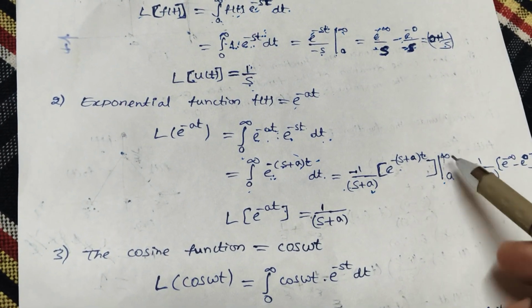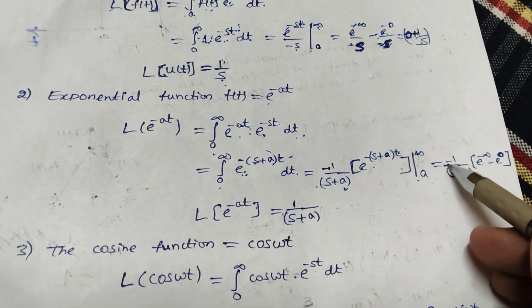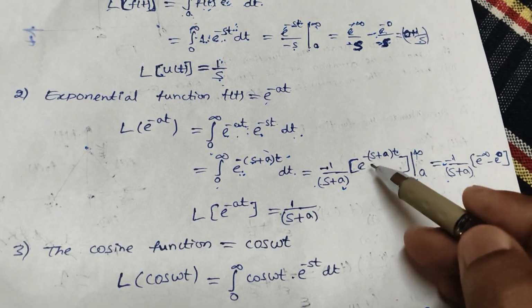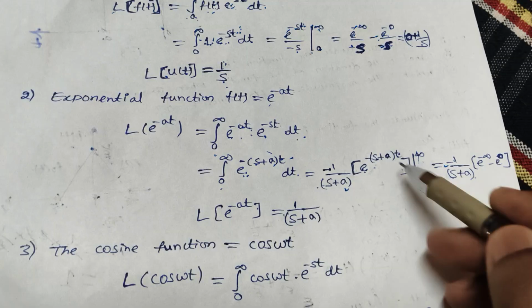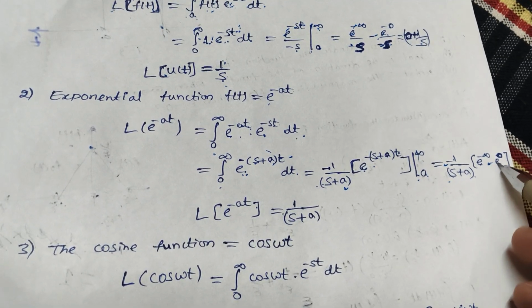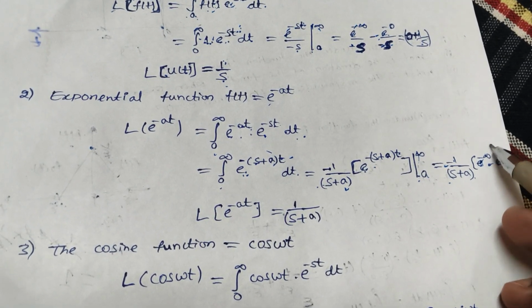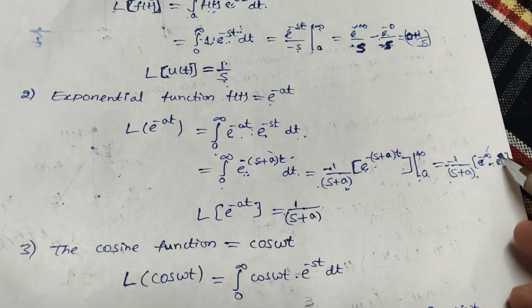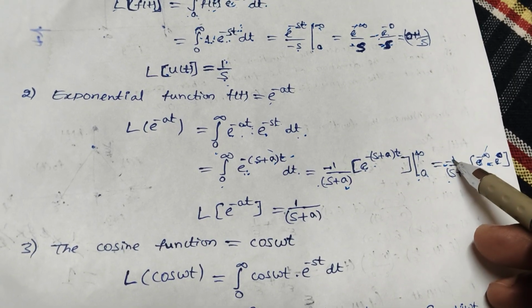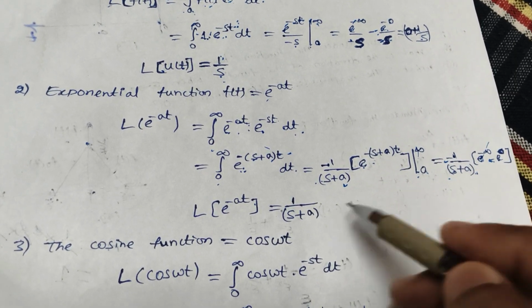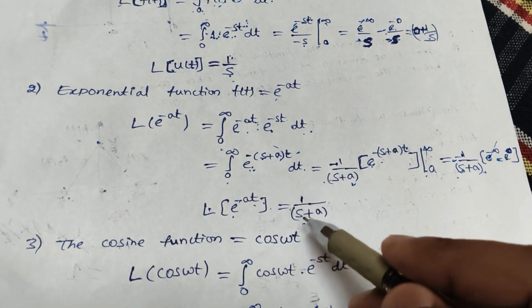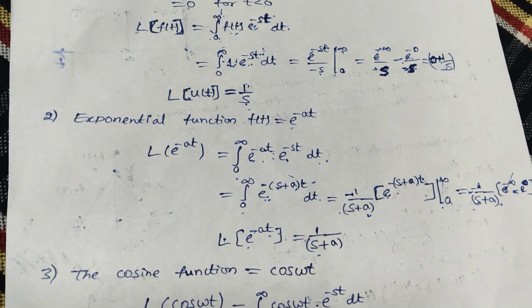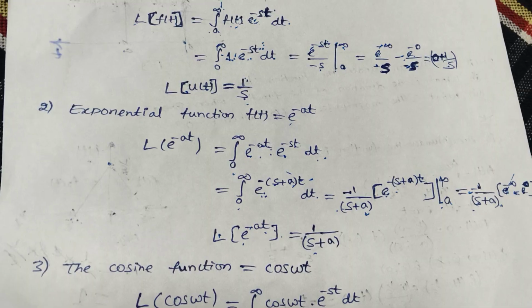So substitute the limit 0 to infinity, minus of 1 by s plus a, here e power minus infinity minus e power 0. E power minus infinity is equal to 0, e power 0 is equal to 1, minus 1 into minus 1 plus 1, 1 by s plus a. Laplace transform of e power minus at is equal to 1 by s plus a. In this way we can find out any function Laplace transform.